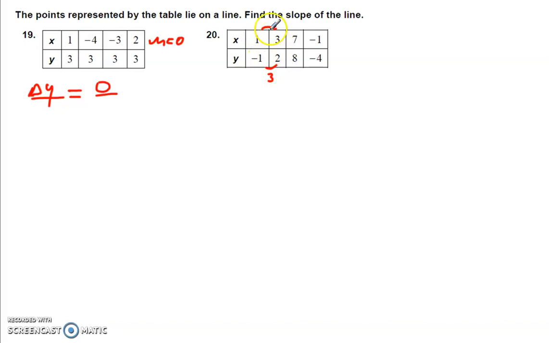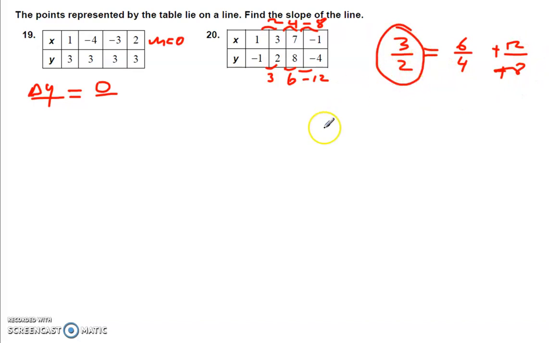And the change in x from 1 is 2, so that's 3 over 2. Now let's check to make sure here. Here we have a change of 4. So that seems to not be consistent, but then here we have a change of 6. 6 over 4, that's an equivalent expression. Here we have negative 8. Negative 8. Here we have negative 12. So that'd be negative 12 over negative 8. The negatives cancel out. Simplify this by 4 and we get 3 over 2.